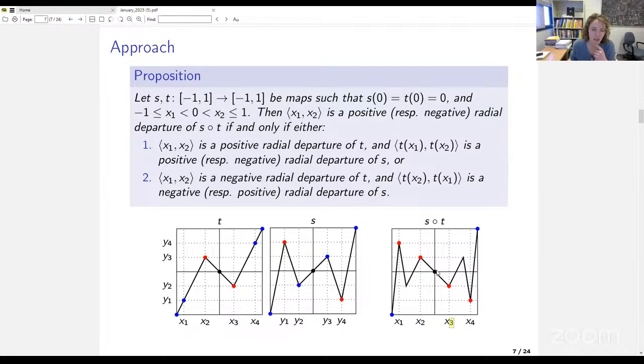The terminology I will often use for this is I will say we have a negative departure of T landing on a positive departure of S. So whenever we have a negative departure landing on a positive departure, then in our composition, we get a negative departure. Similarly, if we have a positive departure which lands on a negative departure, we have a negative radial departure. And if we have a positive radial departure landing on a positive radial departure, we get a positive radial departure in our composition. The last one, which I didn't include a drawing for, is if we have a negative radial departure landing on a negative radial departure, then you also get a positive radial departure in your composition.